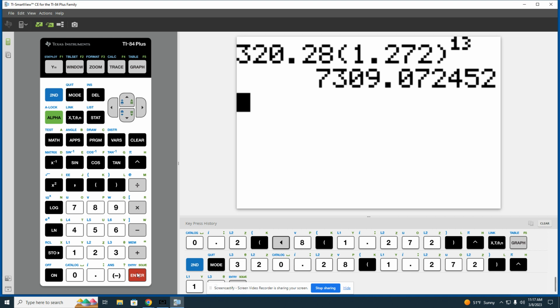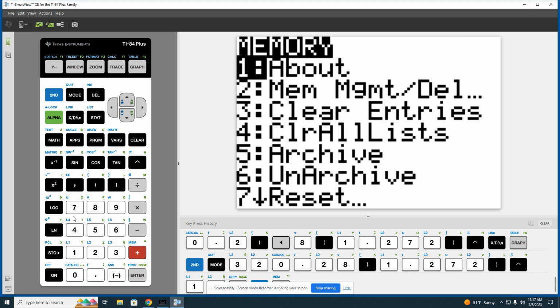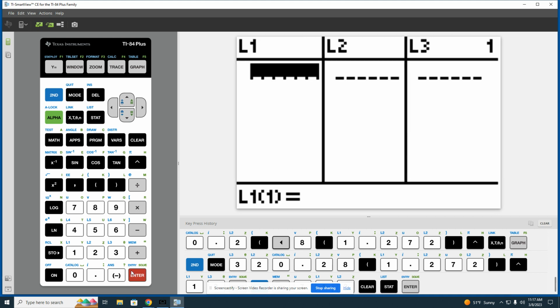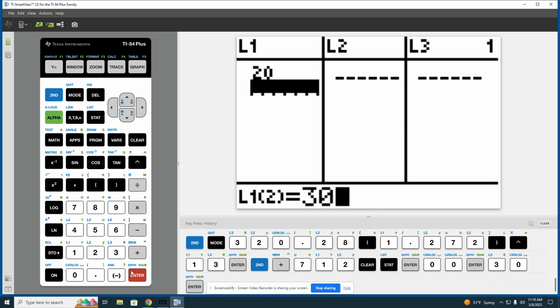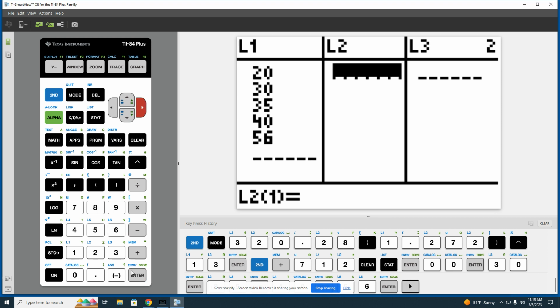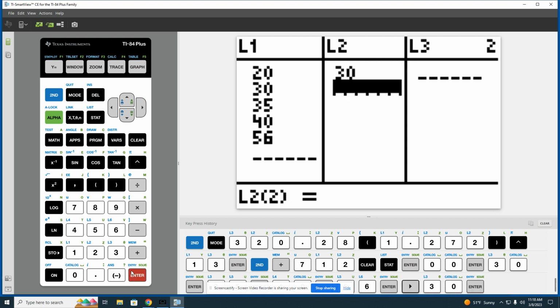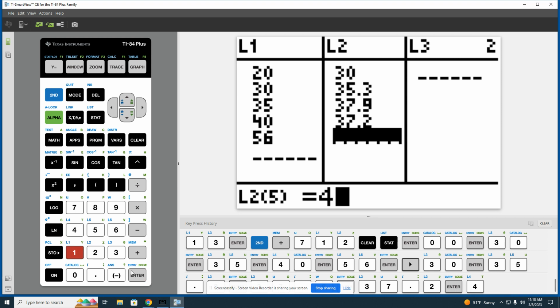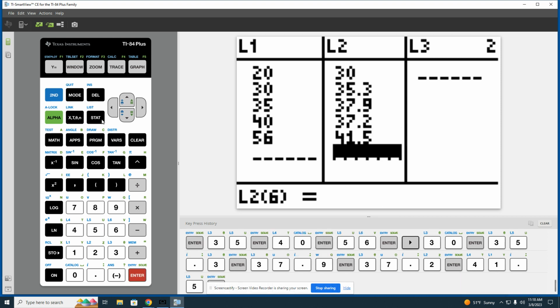Questions about that one? What time we got here? 20. Okay. I don't know if we have time to do the whole thing, but let's look and see what it is. I'm going to reset. I'm going to go to Stat Edit and enter my data real quick. 20, 30, 35, 40, 56. Then I'm going to scroll over here. We got 30. We got 35.3. We got 37.9. We got 37.2. And we got 41.5. Okay, let's graph it.